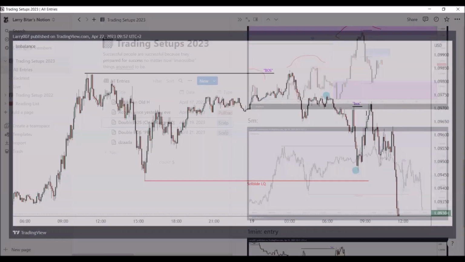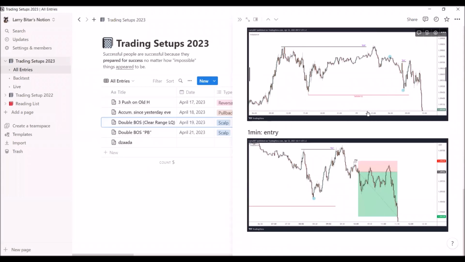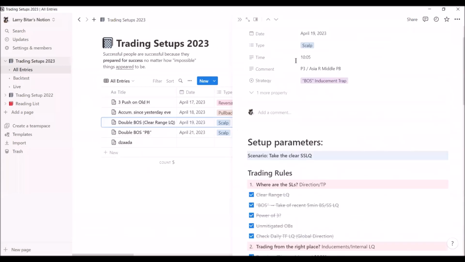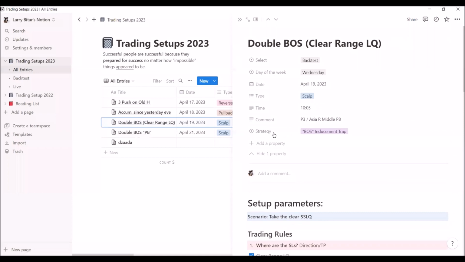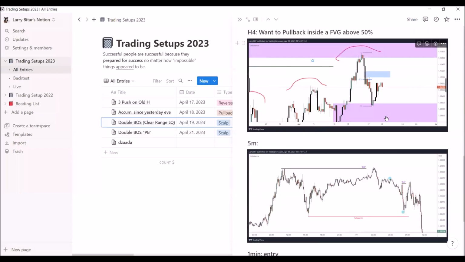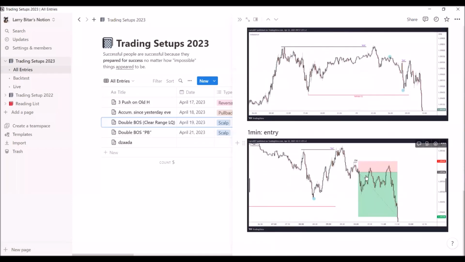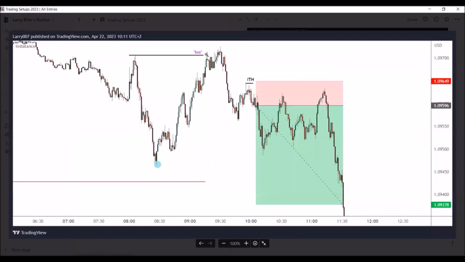So I believe this was a backtest. Yeah, this was a backtest, I'm sure. I did not trade this live. Yeah, exactly. I just saw it afterwards. I mean, I saw this, but for me, it was not clear enough in terms of price action here to trade. So I just let it go. I knew about the target, at least, this sell side liquidity.